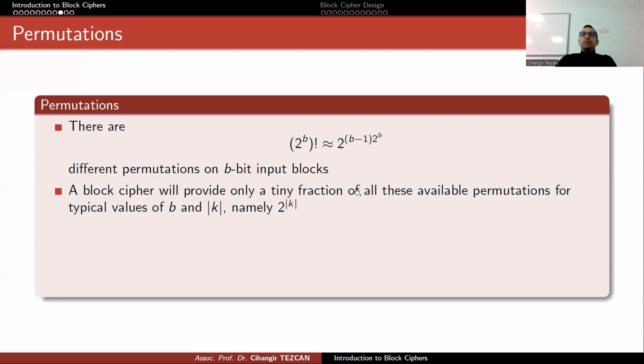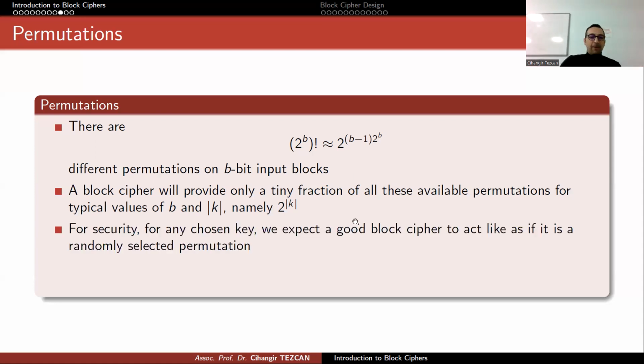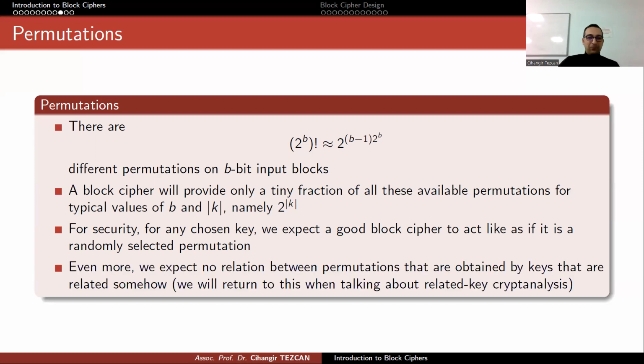But of course, how you can do it is not that simple. For security, for any chosen key, we expect a good block cipher to act as if it is a randomly selected permutation. This is the idea. Because if you randomly select a permutation, most probably it cannot be the identity permutation, right? Nobody can be that unlucky.